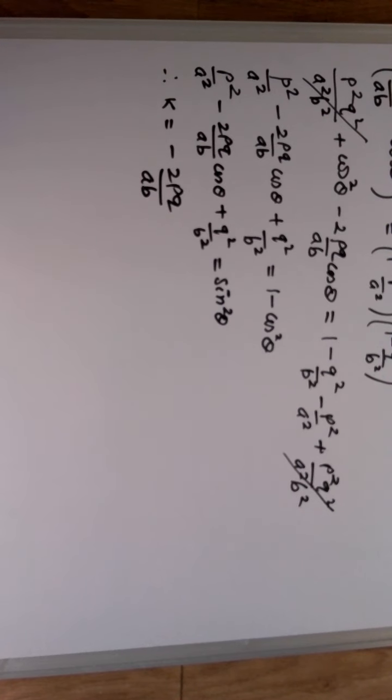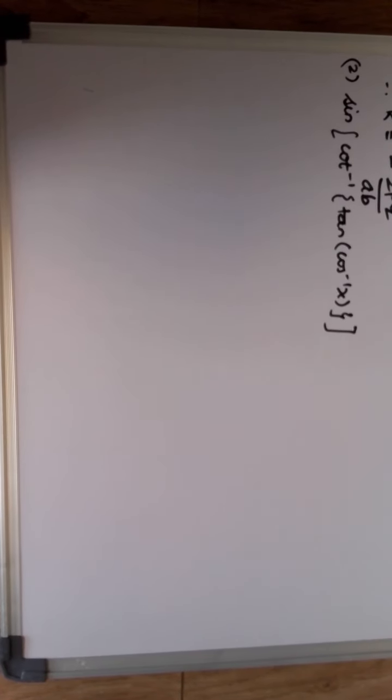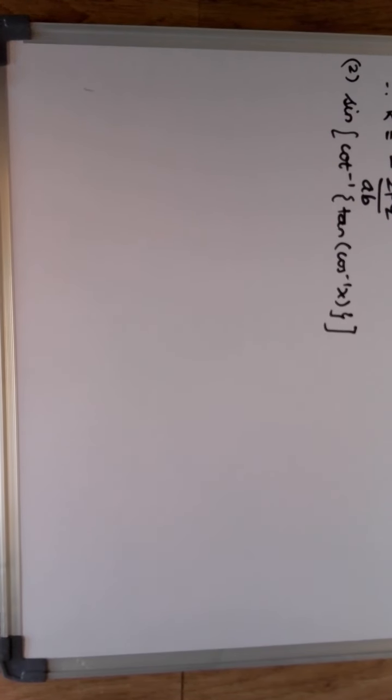Wasn't it nice? Enjoyed? Let us go to one more question, which is a general question. A very nice question, a general question. Has inverse and everything in that. Let us solve that so that our basic becomes perfect. The question is very simple: sine of cot inverse tan of cos inverse x.